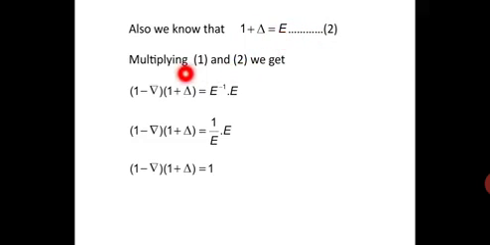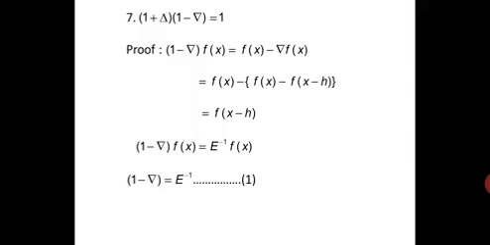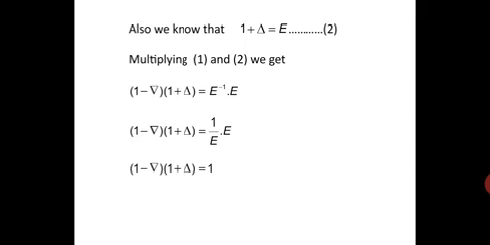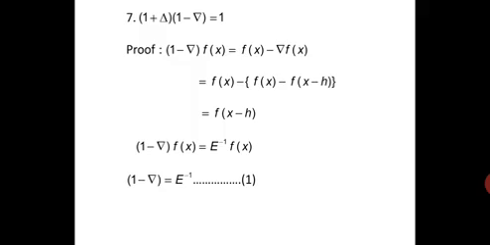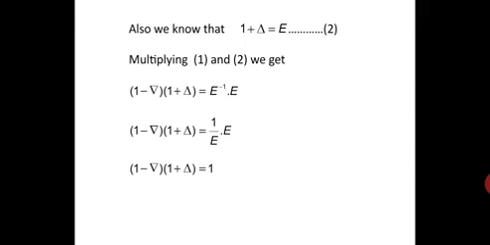Right? Now multiply 1 and 2. This is 1 plus delta. Here is 1 minus delta, right? I have multiplied it. Here is e, and this side is e to the power of minus 1. So I wrote that one, I multiply that. So if you simplify this part, it will be 1. Okay, hence my proof, I can say.